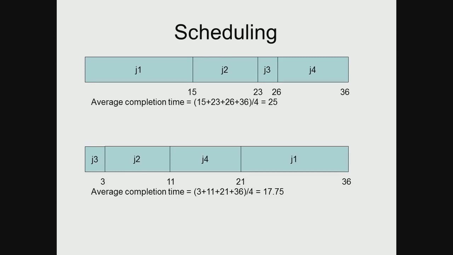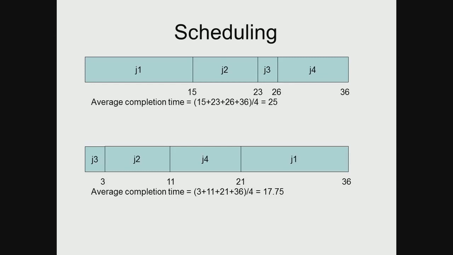Job 3, which actually spends the least amount of time on the machine, which is 3 units of time, completes at time instant 26 and job 4 completes at time instant 36. Therefore, now if we average these completion times, we see that the average is 25. That is, 100 units of time is spent; the sum of the completion times is 100.